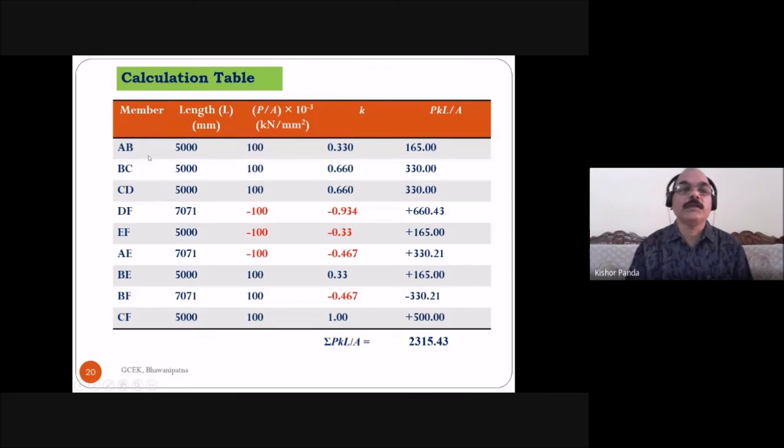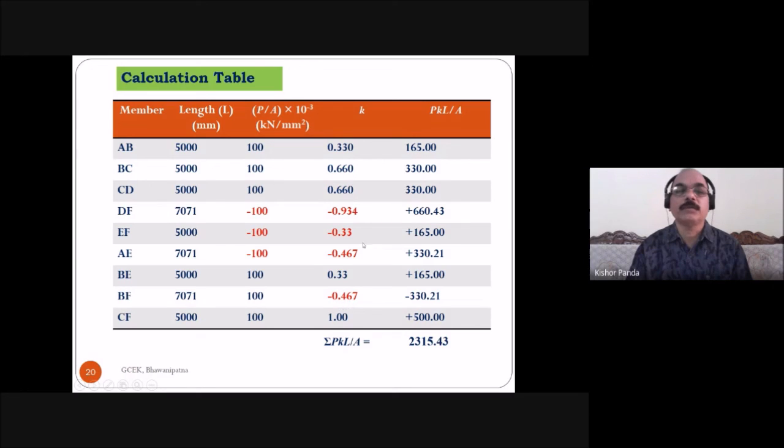Here also you got AB, BC, CD. This is the force in kilonewton: for AB, 0.33 kilonewton, for BC, 0.66 kilonewton, for CD, 0.66 kilonewton, and for DF, EF, AE, these are compressive, so negative: minus 0.934 kilonewton, minus 0.33 kilonewton, minus 0.467 kilonewton. And for BE, this is tensile 0.33 kilonewton, and for BF minus 0.467 kilonewton.